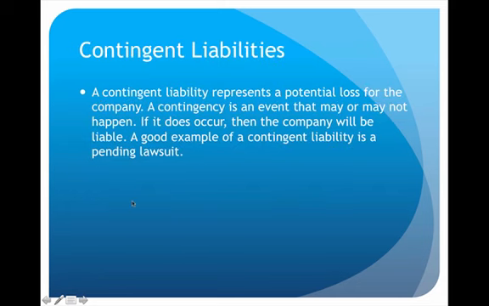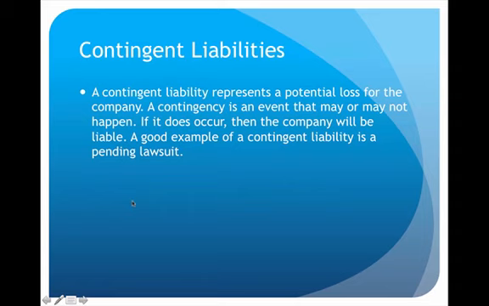Now, the next type of liability is called a contingent liability. And these are a special type of liability. Contingent liabilities represent something that may or may not happen. Because if something is contingent, that means that it may happen. It depends on other factors. So if this does in fact happen, it will cause us to lose money. But we don't know that it's going to happen.